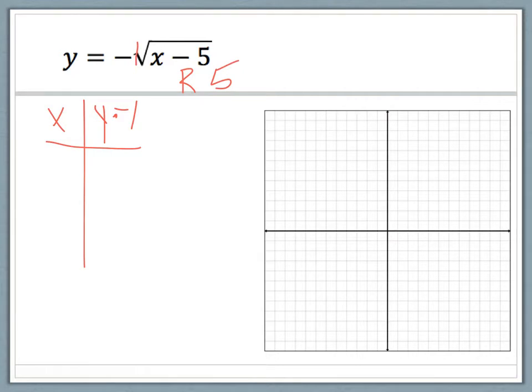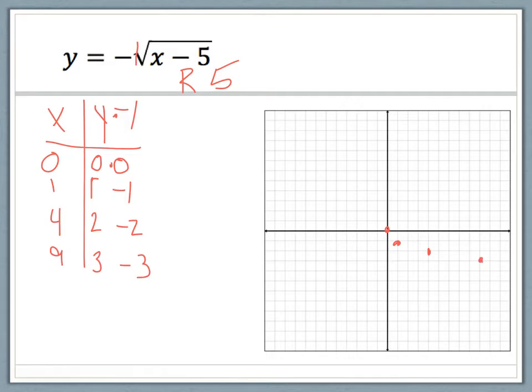It's an h value. So when I go to make my table, I have 0, 1, 4, 9. Square root of 0 is 0. Square root of 1 is 1. Square root of 4 is 2. Square root of 9 is 3. Now we're going to times all those by a negative. So we have 0, -1, -2, and -3. So when I plot these points, I have 0, 0, 1, -1, 4, -2, and 9, -3.